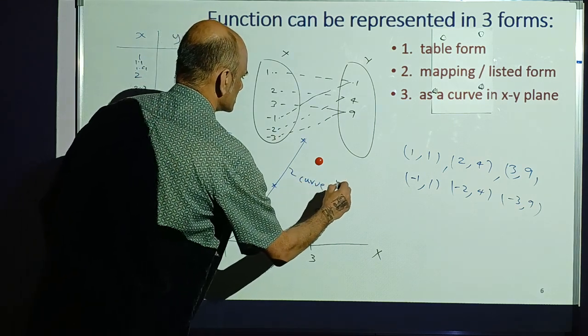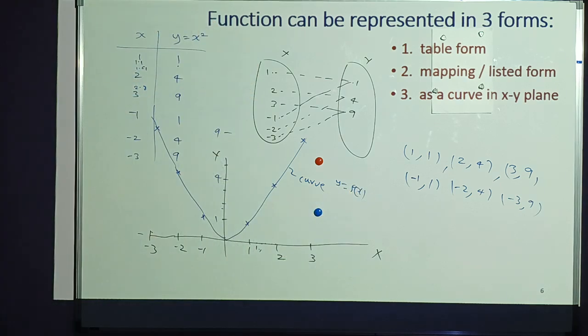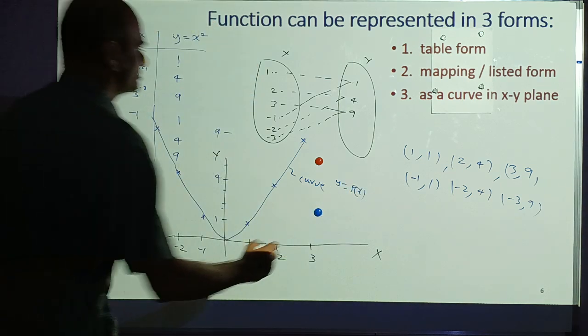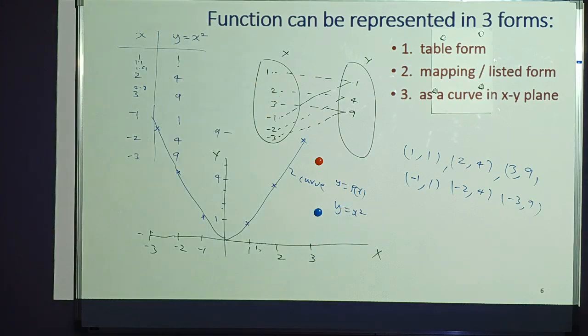And this curve is y equal to f of x. This relation between x and y. In this particular example, the relation is y equal to x square. So these are different ways in which the function can be represented.